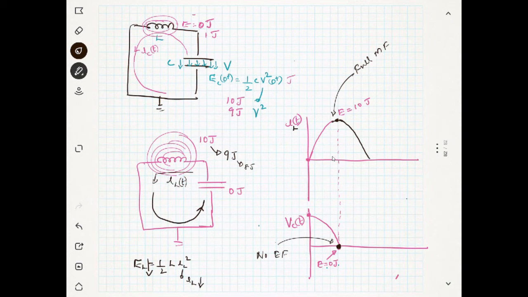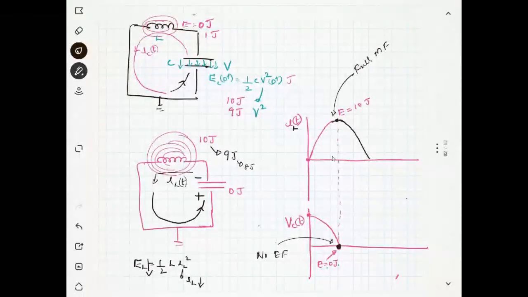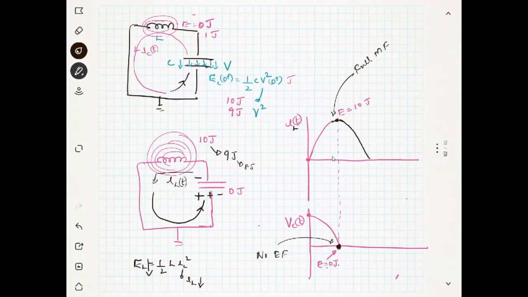When the current starts decreasing, you can see that the current direction is the same. The current direction is like this. So the capacitor is now charging, plus minus like this. Capacitor is charging plus minus like this. That means the polarity of the voltage now becomes, yes, the capacitor voltage now becomes 0. You can see, I am drawing here. It will become 0.